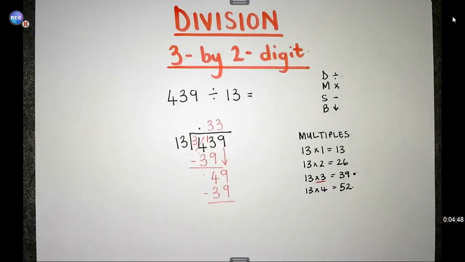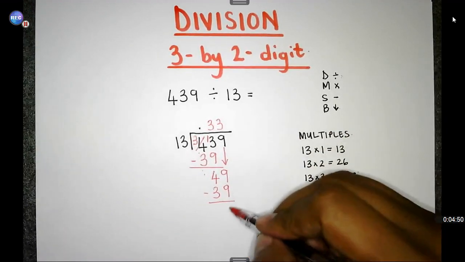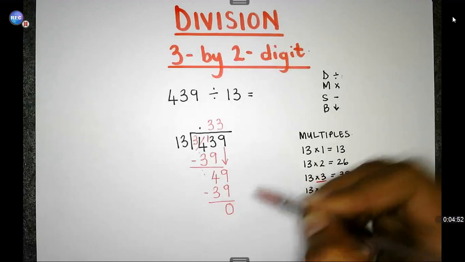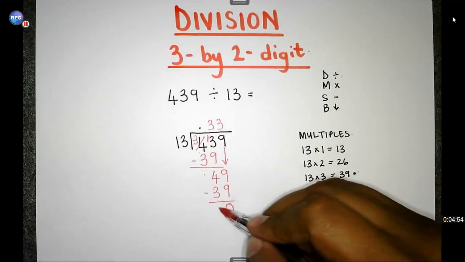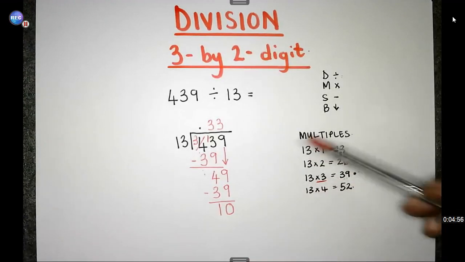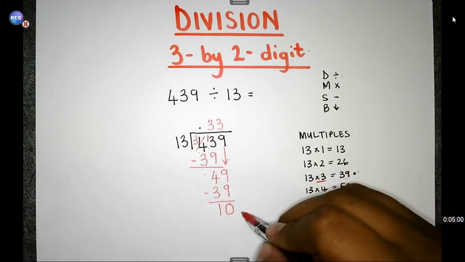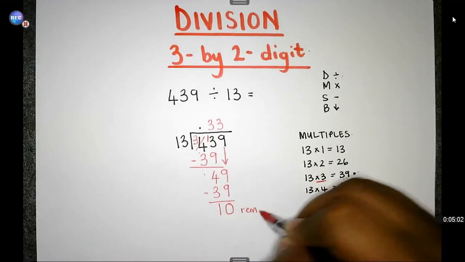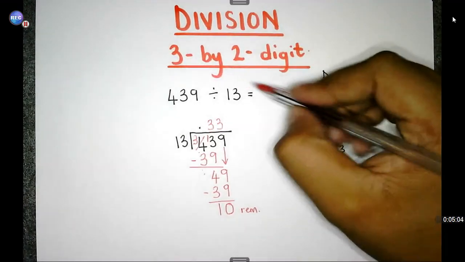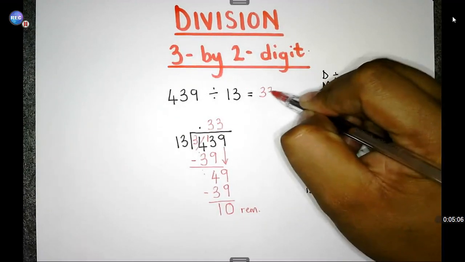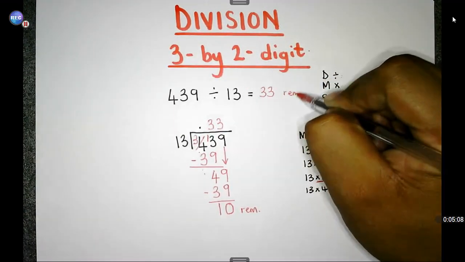Then we subtract. 9 minus 9, that's 0. 4 minus 3, that's 1. If there's nothing to bring down, then the number that's here is the remainder. So our answer is 33, remainder 10.